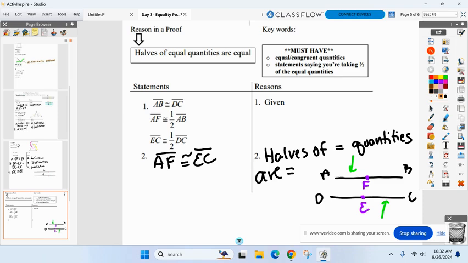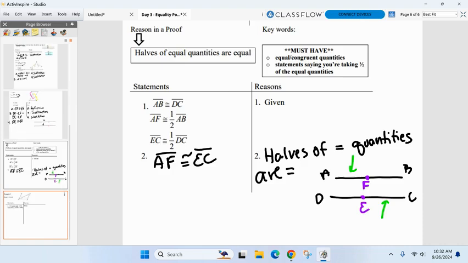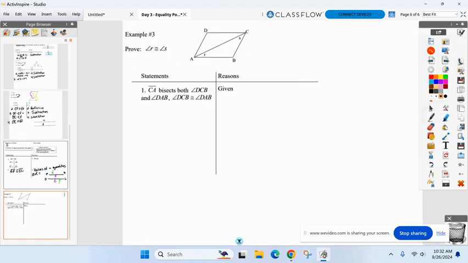Which brings us to our last proof for today. Here we go. Swing. Everyone see it? CA bisects DCB and DAB. So what am I doing to DCB and DAB? Cutting in half. I don't have to write that for you. We got to know that based on that word. Also, I'm giving you two congruent angles. Mark them on your diagram.